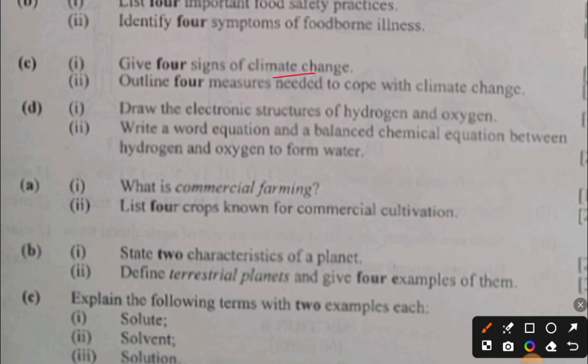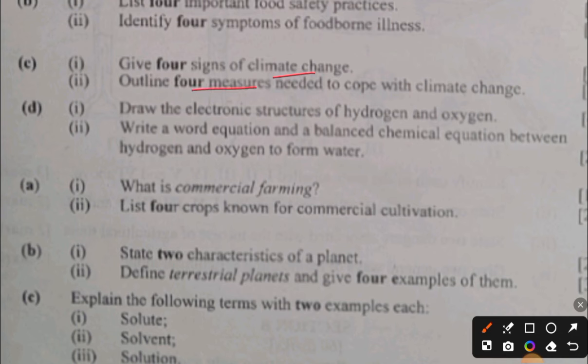The C says give 4 signs of climate change. So 1. Rising global temperatures, rise of sea level, extreme weather events, then increased acidity of the ocean waters, and then change in rainfall patterns.